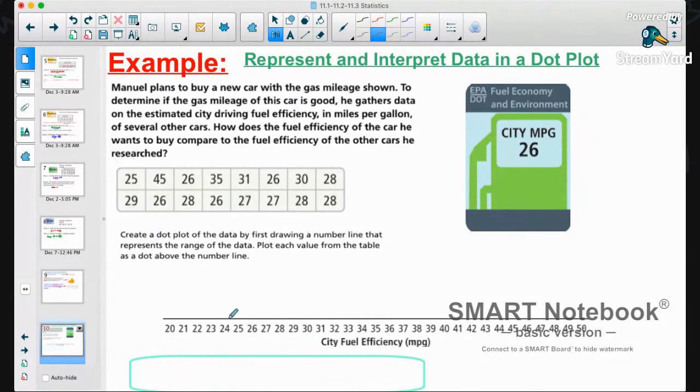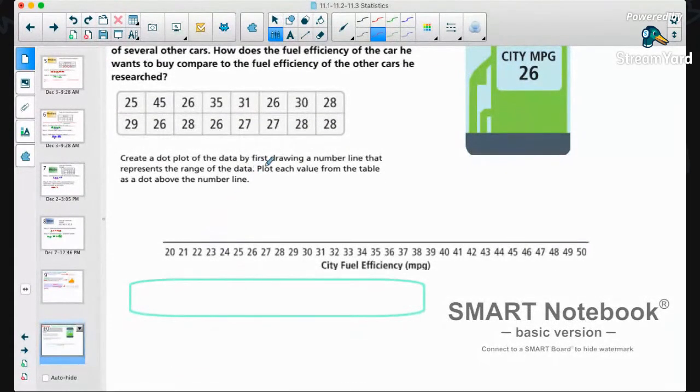We need to create a dot plot of the data by first drawing a number line. This is my number line, which shows city fuel efficiency in miles per gallon. And we are going to plot each value from the table as a dot above the number line. All right, let's do it. As you see here, one of the data is 25. So we describe this as one dot. The next 29, next 45, 26, 26, 28, 35, and so on. We are going to complete our data.